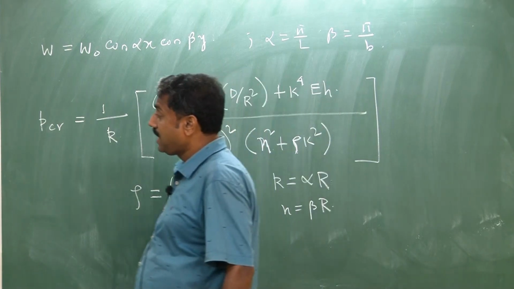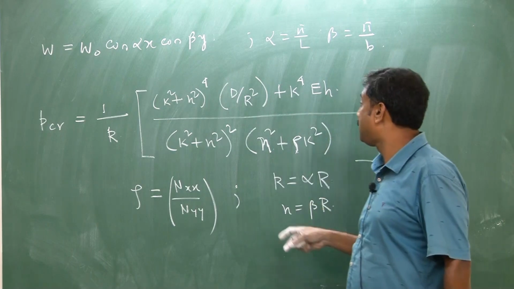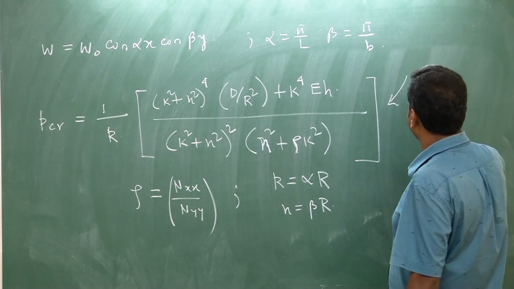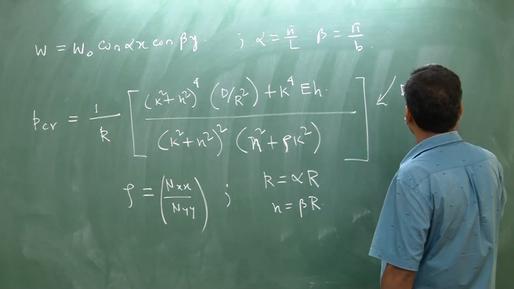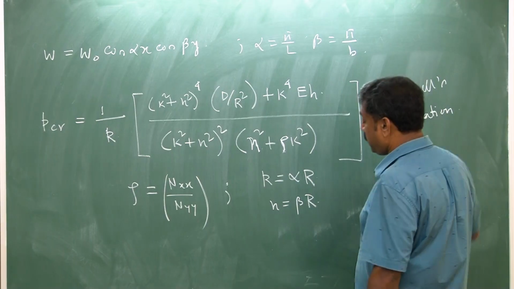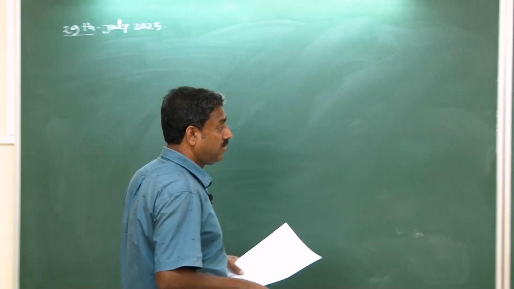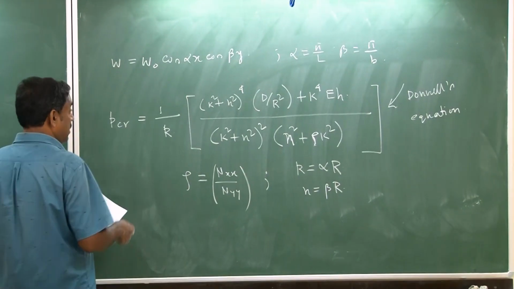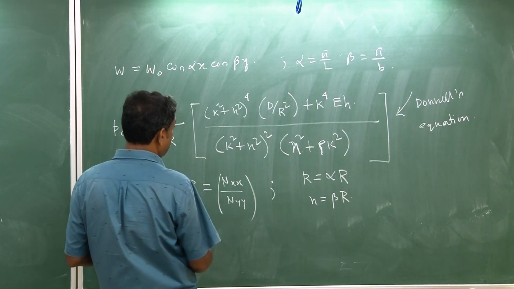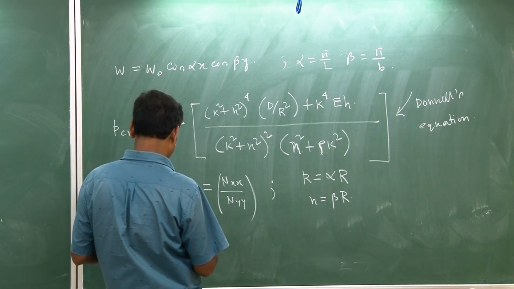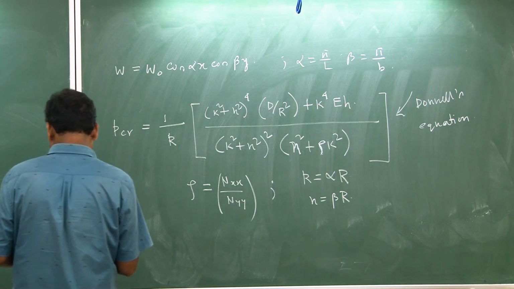What I would like to tell you is that this is obtained from the Donnell equation. This is Donnell's solution. We have defined k, we have defined n, and m and all other parameters.